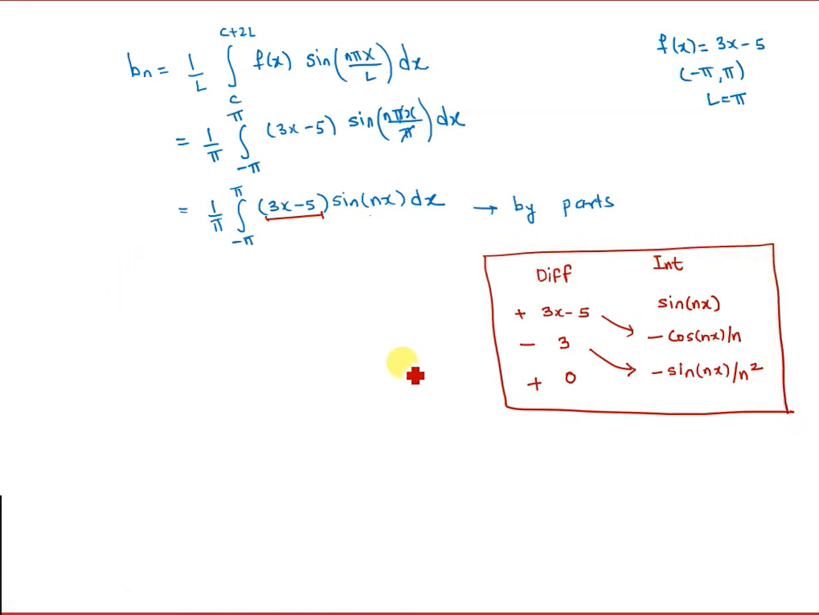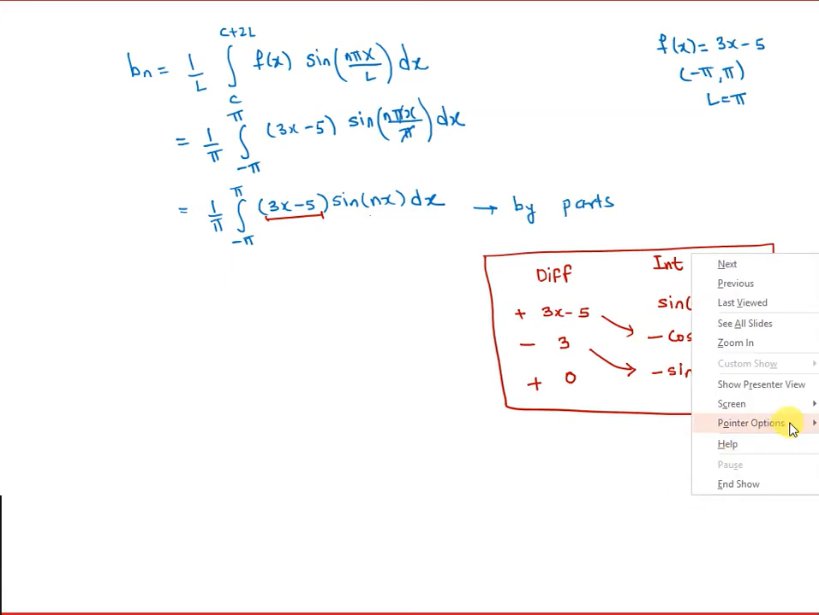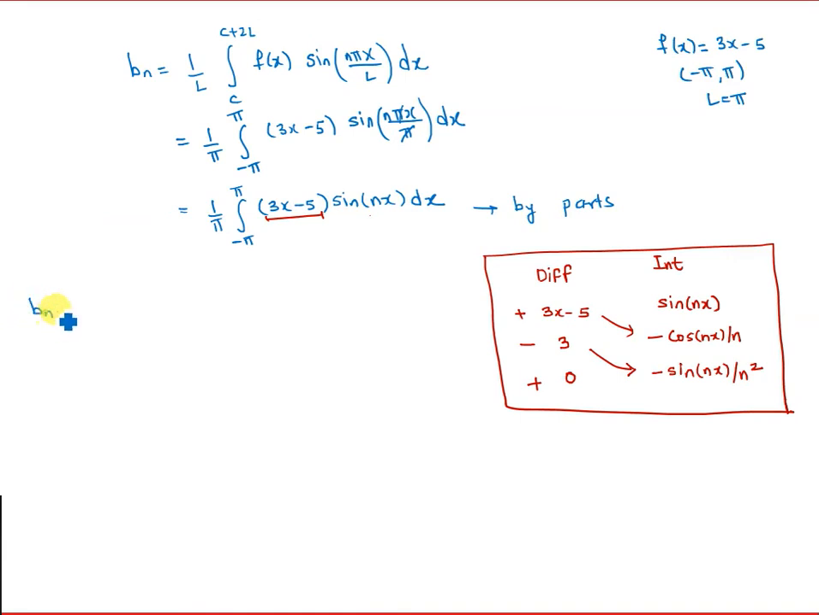we'll come to the bn. So bn will be 1 over pi. Again, we should put it inside the bracket. Now plus times minus gives you minus, (3x minus 5) cosine of nx over n. And this minus times minus becomes plus 3 times sine of nx over n square. And the limits are from x equal to minus pi to x equal to pi.